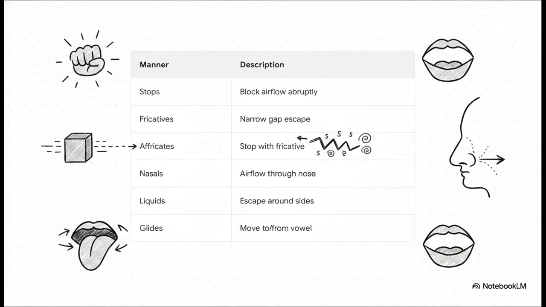They bypass the mouth entirely by lowering the velum and letting airflow exclusively out through your nose. Finally, liquids and glides require you to raise, curl, or move the tongue, so air smoothly escapes around the sides or shifts into a vowel. The mechanics here are just stunning when you realize you're orchestrating all of this simultaneously without even thinking about it.